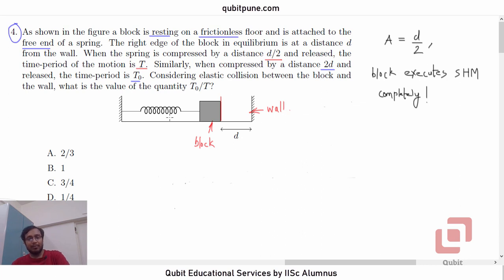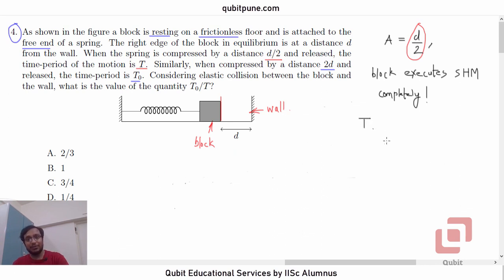Why is that? Because if the spring is getting compressed by a distance d by 2, it will also get elongated by the same distance. Which means the right edge of the block, which we have highlighted previously in this red color, will not collide with the wall, because the wall is at a distance d from the block, and the closest that the block can go to the wall is d by 2. Correct? So the block executes SHM completely, and what is the time period? They are calling it t.